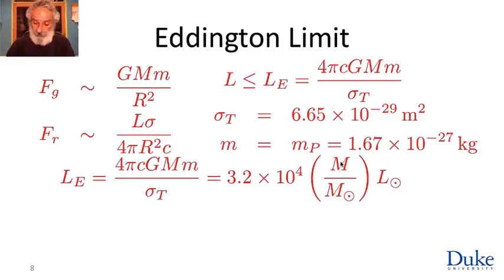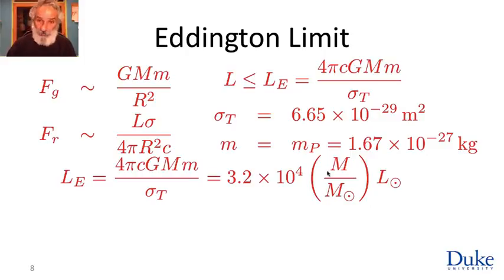What that means is that an object with the solar mass will blow itself apart and stop accreting under radiation pressure if its luminosity is 32,000 times the luminosity of the sun. Our sun is clearly in no danger. Oh, good. But we are looking for a power source, accretion onto a black hole, that will produce a luminosity here of 10 trillion times the luminosity of the sun.